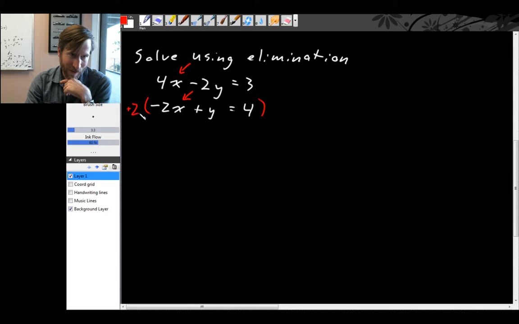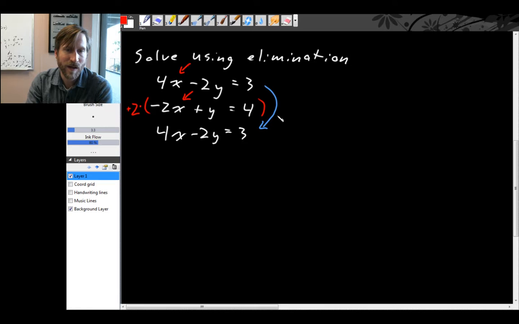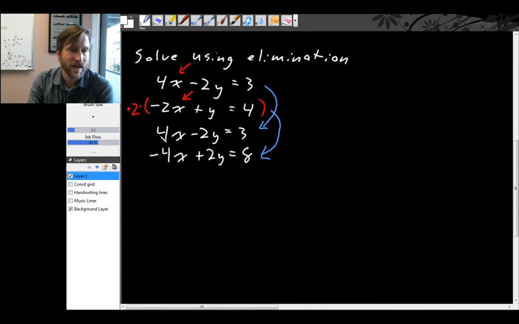We're going to multiply both sides of this equation by 2. So the first equation we're going to leave alone, so it's still 4x minus 2y equals 3. And then the second equation we're going to multiply by 2. So minus 4x plus 2y equals 8. So here's our new system right here. And we're going to take these two equations and add both sides.